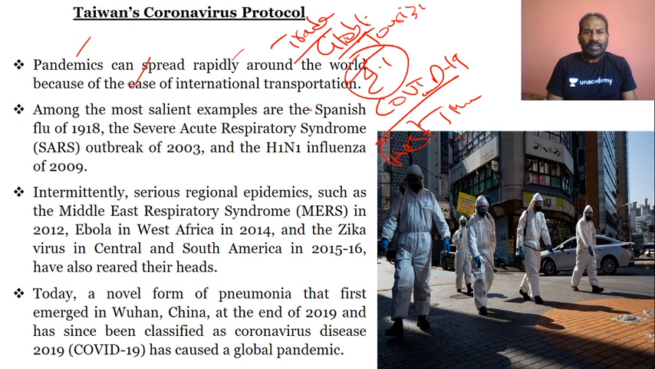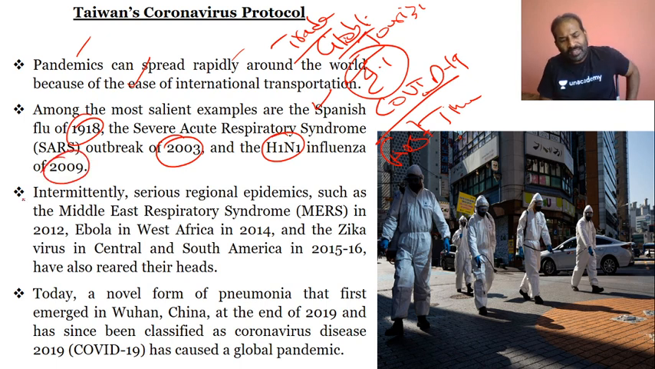We have seen the Spanish flu in 1918, SARS in 2003, H1N1 in 2009. These are examples of how pandemics spread violently, and we should not be complacent. The countries which have experienced it or been part of the affected countries should not be complacent, because pandemics are repeatedly emerging, diseases from viruses are repeatedly emerging.